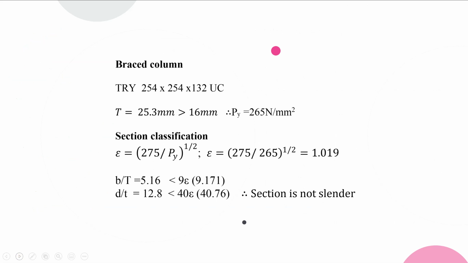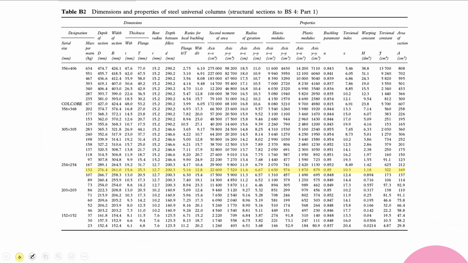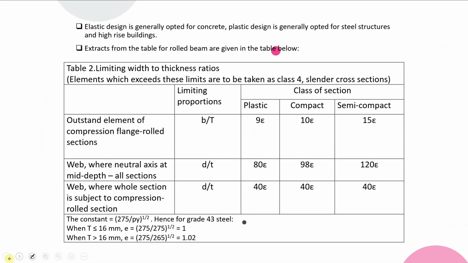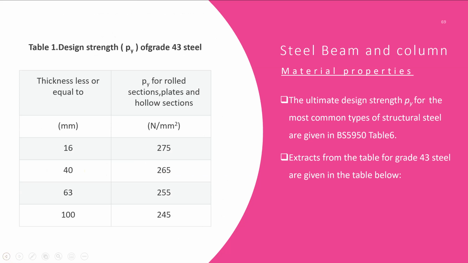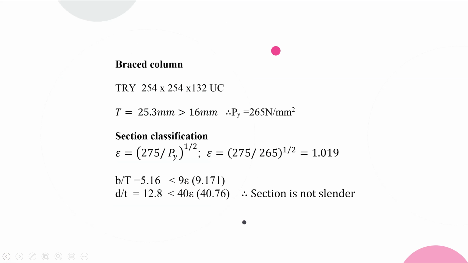That's why I suggest 254x254x132, you see. Same again, we look at the value of T, which is 25.3. Where do we get this? Look at the value of flange thickness here. It is 25.3, which is bigger than 16 but less than 40. Okay, bigger than 16 but less than 40. So since it is bigger than 16 but less than 40, Py will be 265.